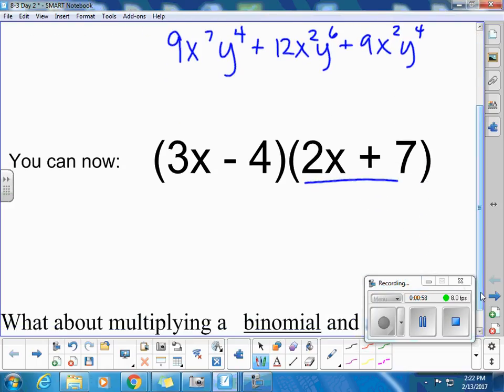All right, and go ahead and try this one. You can try it the box method or just by foiling and come back when you're done.